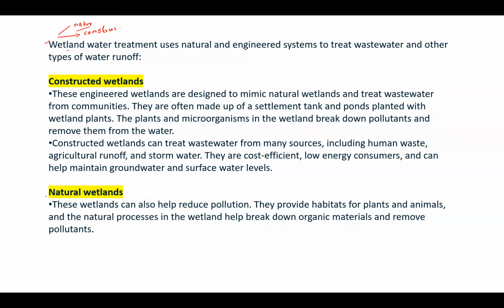In natural wetlands, these wetlands help reduce pollution. How does this help in reducing the pollution? A wetland has a lot of water, and there are plants, water plants and other types of plants, microorganisms, fishes, and everything. Near the plant roots there will be a lot of microorganisms, and these microorganisms will help. There will be water and plants, and this is an ecosystem.